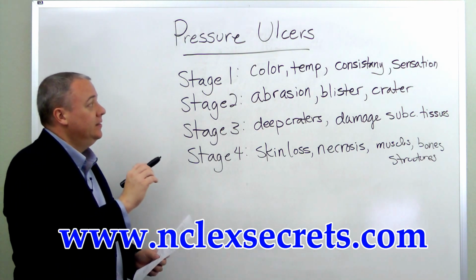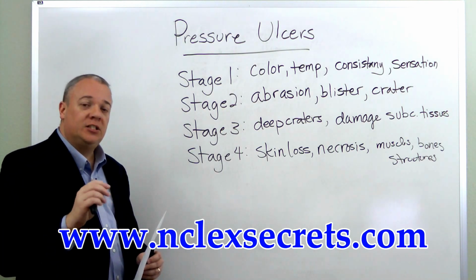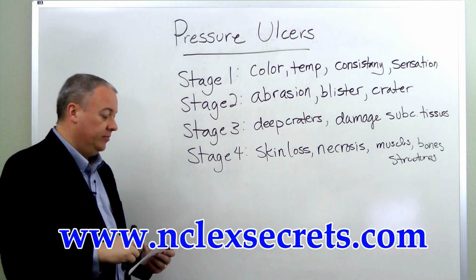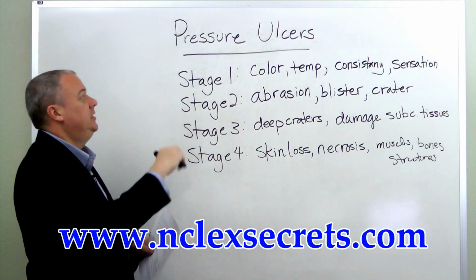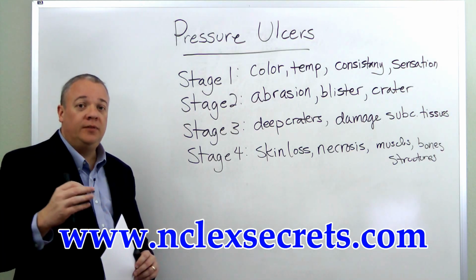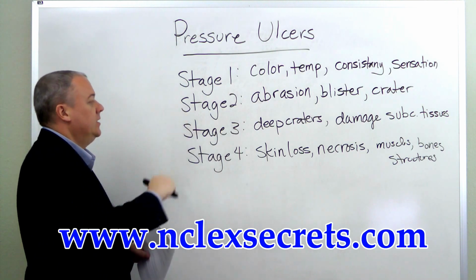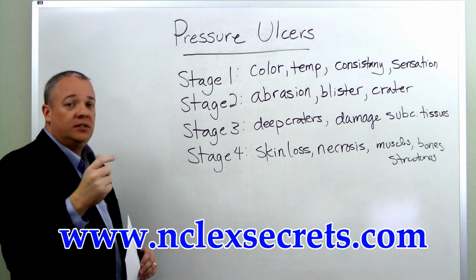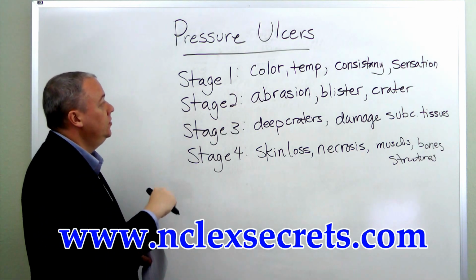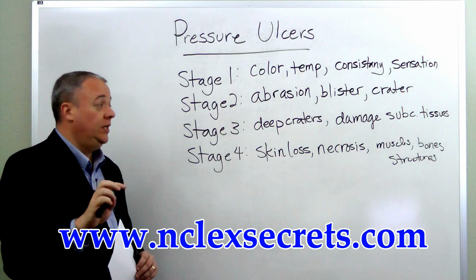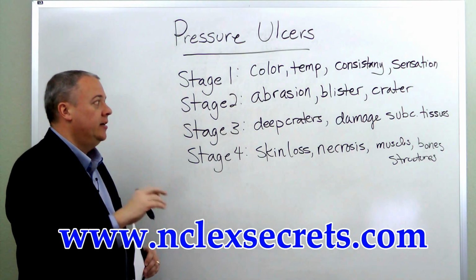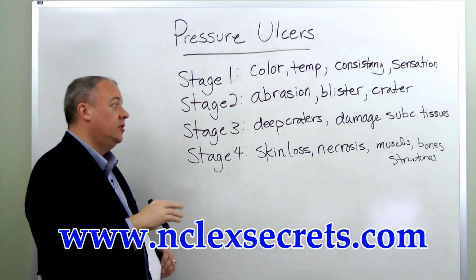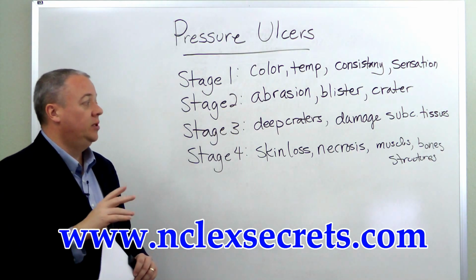So by observing the person and looking especially at those places over bony protuberances like the heels, the sacrum, the coccyx, and other such areas, look for these differentiations. And when you notice them, you have a pressure ulcer there, and then be able to recognize which stage we're talking about. Stage 1, difference in color, temperature, skin consistency, or the sensation of the person as it's being touched. Stage 2, an open, obvious abrasion, blister, or shallow crater. Stage 3, deep craters and damage to the subcutaneous tissues. And then stage 4, very obvious with skin loss, skin necrosis, and damage to the connecting muscles, bones, and other structures.